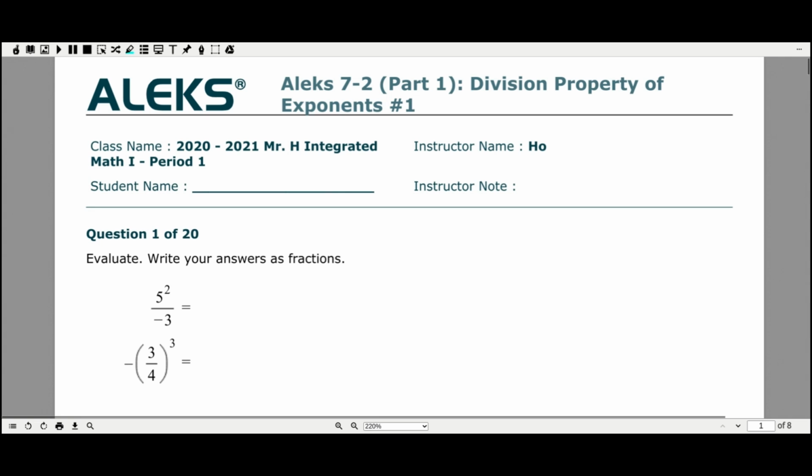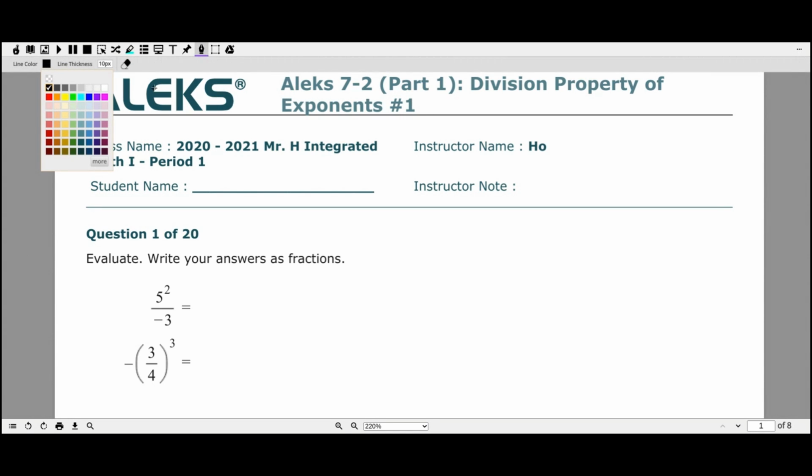In this video, I'm going to walk you through Aleks 7-2 Part 1, Division Property of Exponents. This video is for Math 1 students. Alright, we're going to look at question number 1. Evaluate and write your answer as fractions. They don't want you to write a decimal number, they want you to write your answer in fractions.